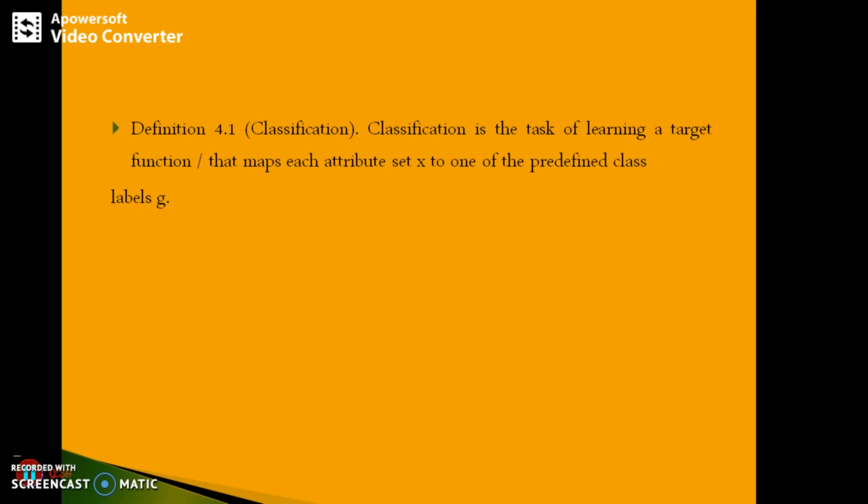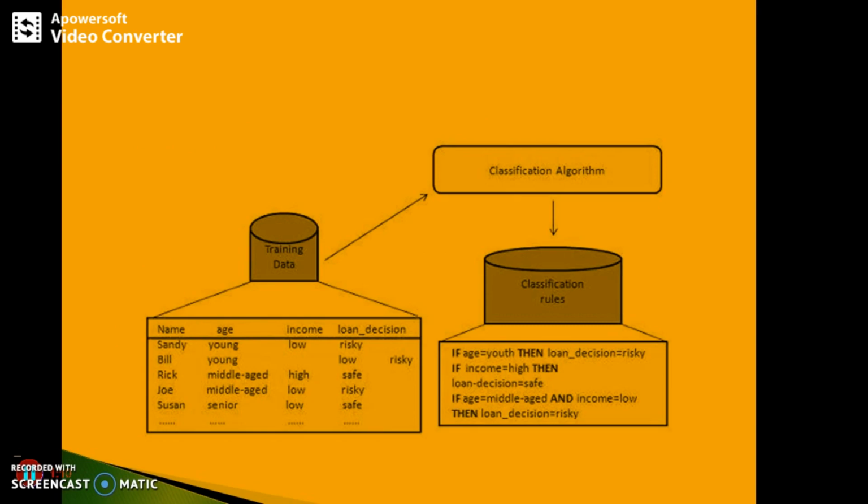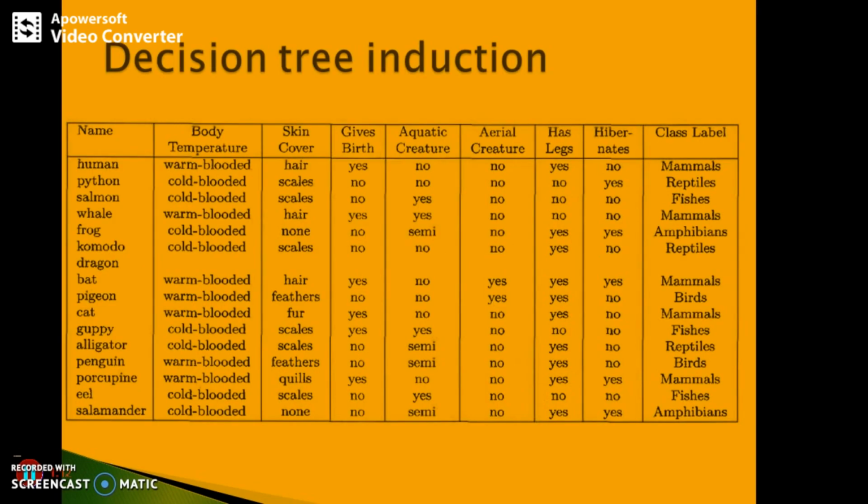Classification is the data mining task of learning a target function that maps each attribute set X to one of the predefined class labels Y. Okay, this is the formal definition. We will see an example so that you can understand this in a better way. I'll show you one data set, and with the help of that, we will see what it is.